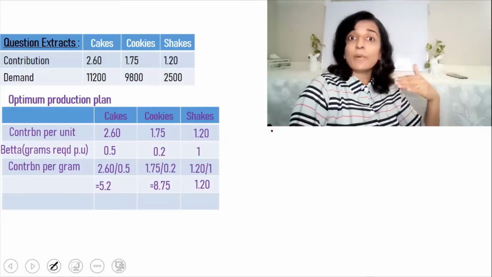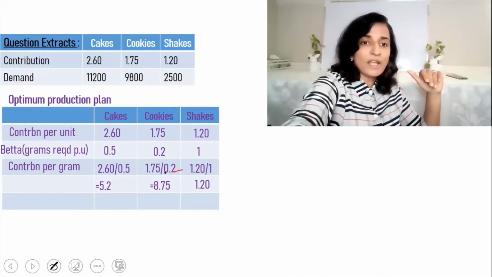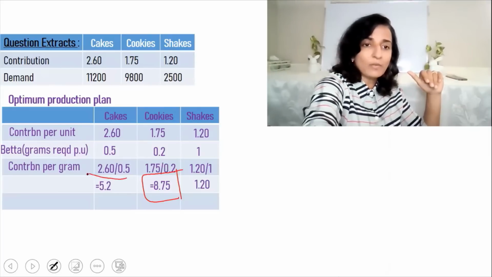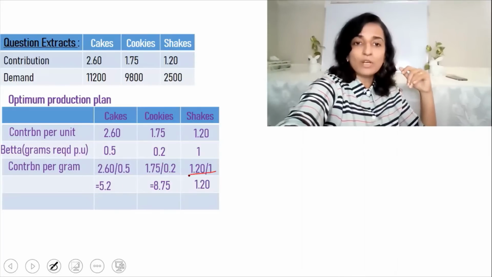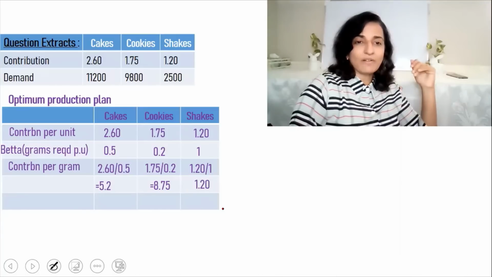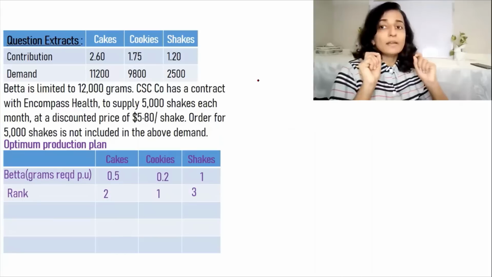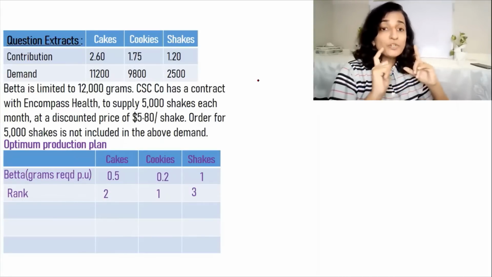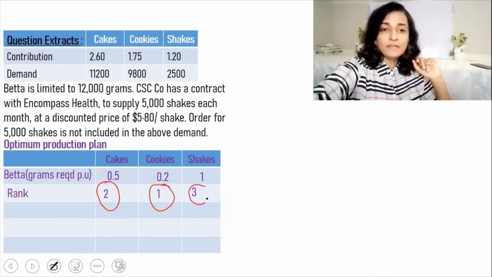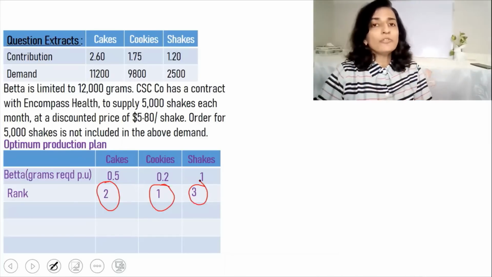Now, what is the next step? We can rank the products. So how do we rank it? The first rank will go for cookies with the highest contribution per gram. The second rank will go for cakes. And the last rank will go for shakes, which has got the least contribution per gram. So the ranks are cookies 1, cakes 2, and shakes 3. Now, as per our ranking, we should first manufacture cookies, then cakes, and finally, we should manufacture shakes, provided there is adequate quantity of butter.